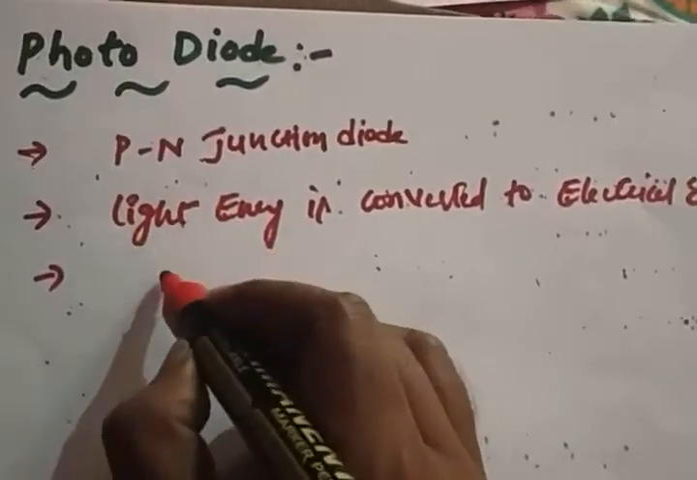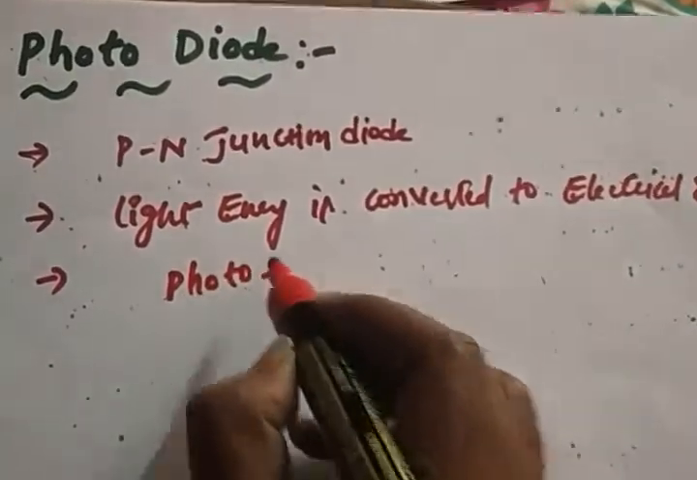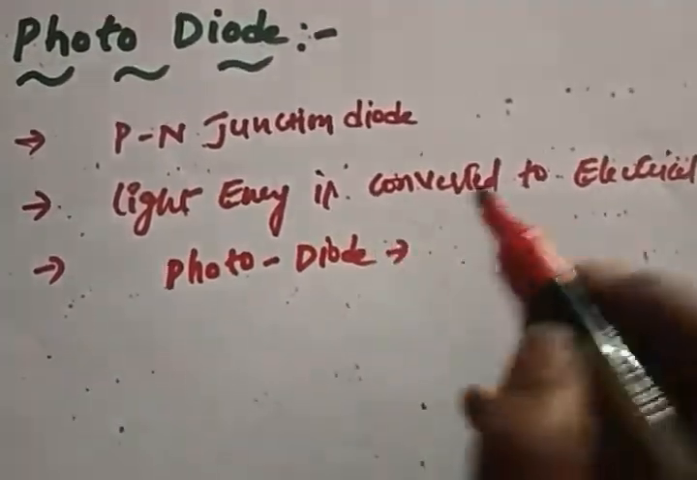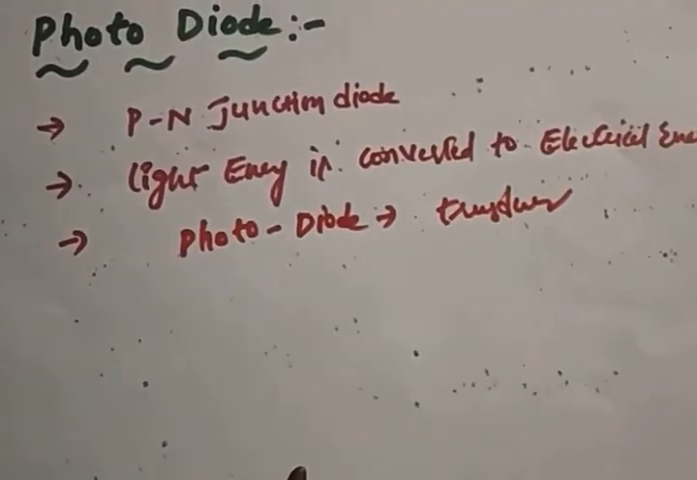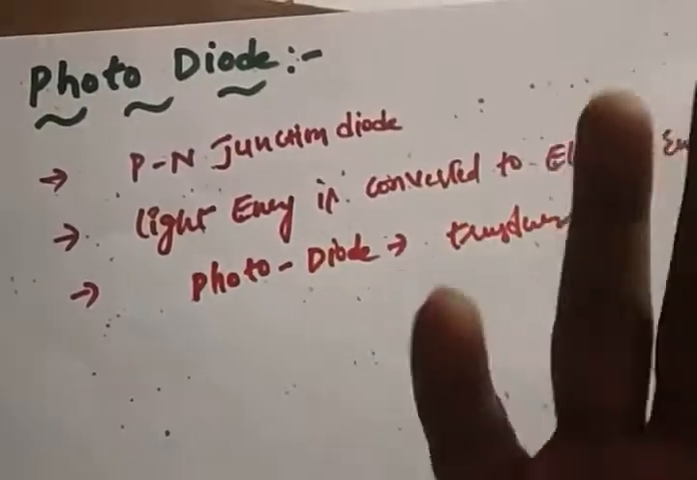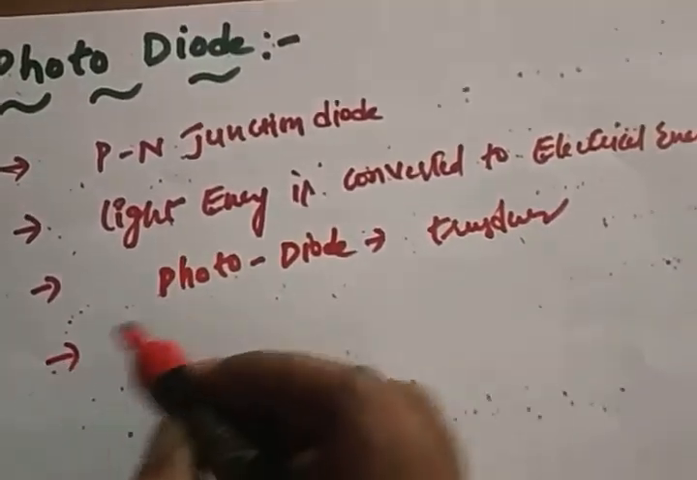This photodiode is nothing but a transducer. So is it an active transducer or a passive transducer? It doesn't require any external supply. So that is called an active transducer.